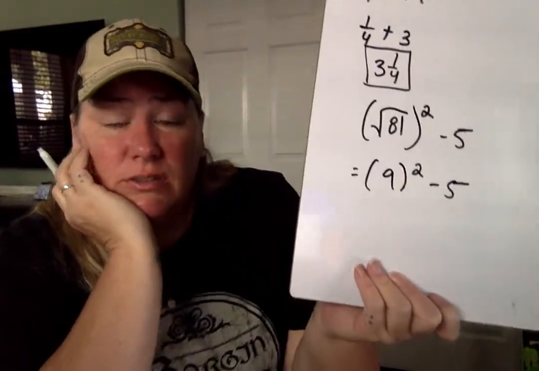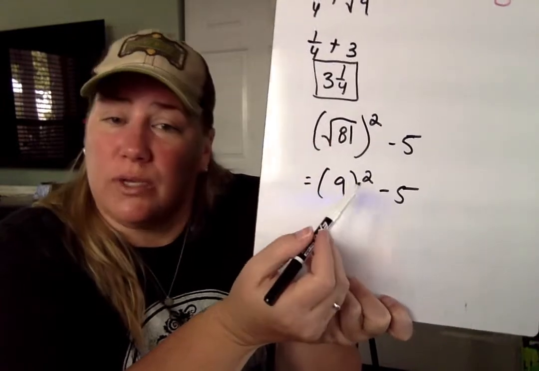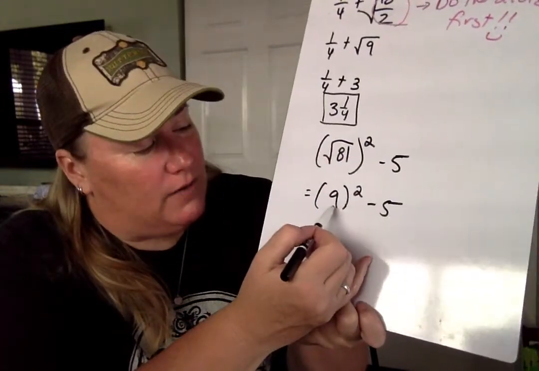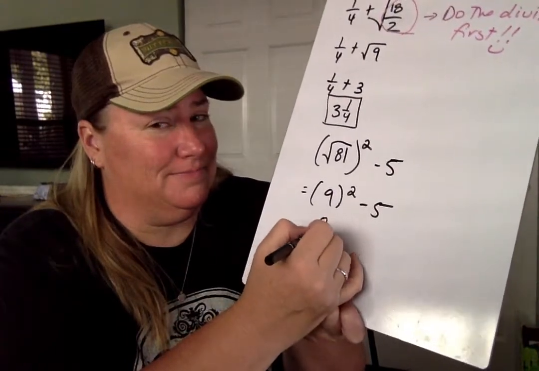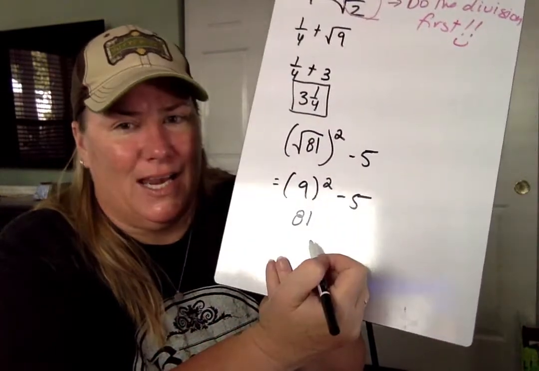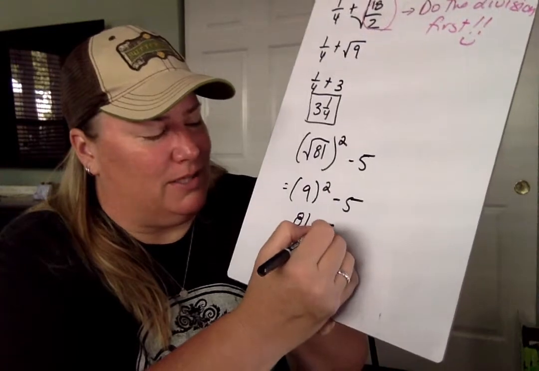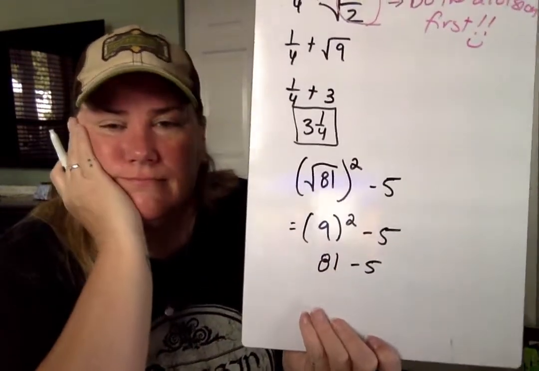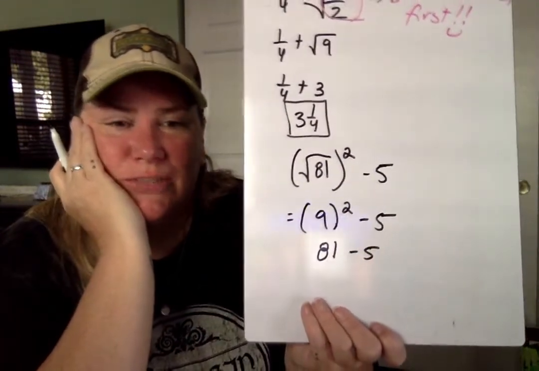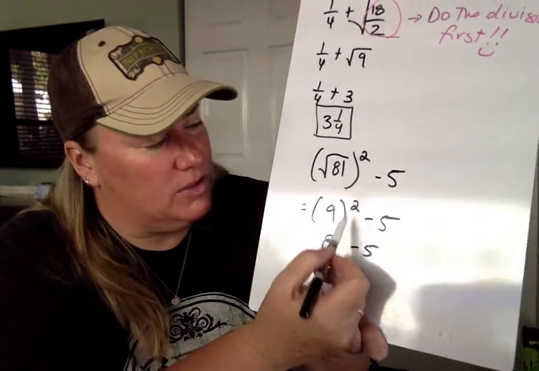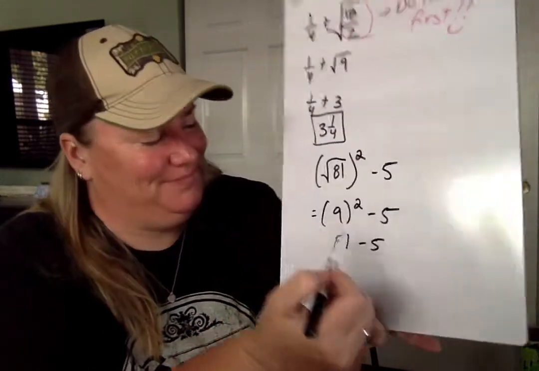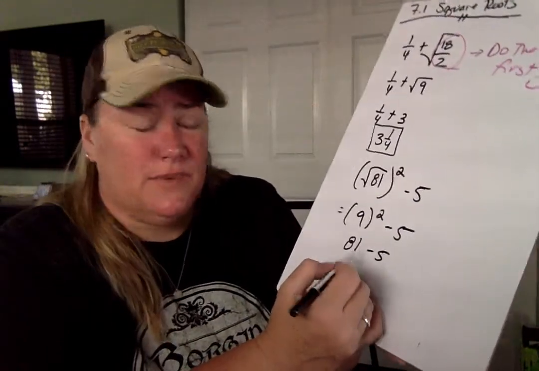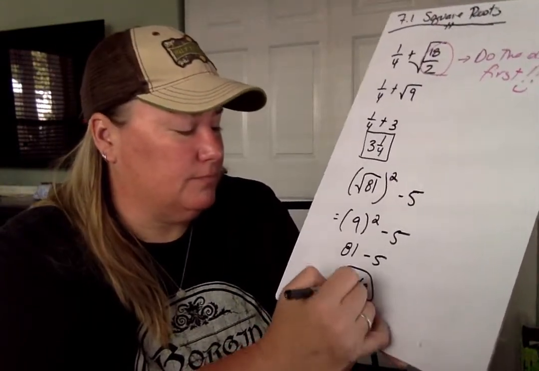So parentheses. Now there's nothing more to do in the parentheses. Now we can move to the exponents. So we have the quantity of 9 squared. So 9 times 9 is 81 minus 5. Hopefully you guys noticed something. Hopefully you guys went, hey, Miss Parks, this is kind of the same thing as up here. Yes, it is. So 81 minus 5, 76.